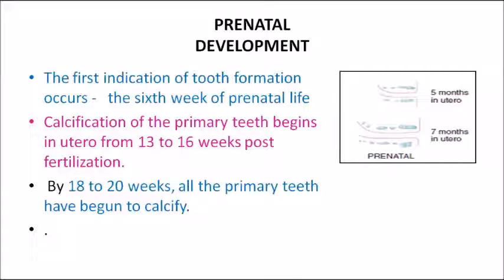Now the second important milestone in the development is the calcification of the primary teeth. It begins in utero from 13 to 16 weeks post fertilization. So you know the first indication of tooth formation is during the 6th week, and almost double the time, 6 weeks after that is like 12 weeks, calcification of this dentition begins. By 13 to 16 weeks the first calcification of the primary tooth has begun, and by 18 to 20 weeks all the primary teeth have begun to calcify. So these are the important landmarks in the prenatal development.